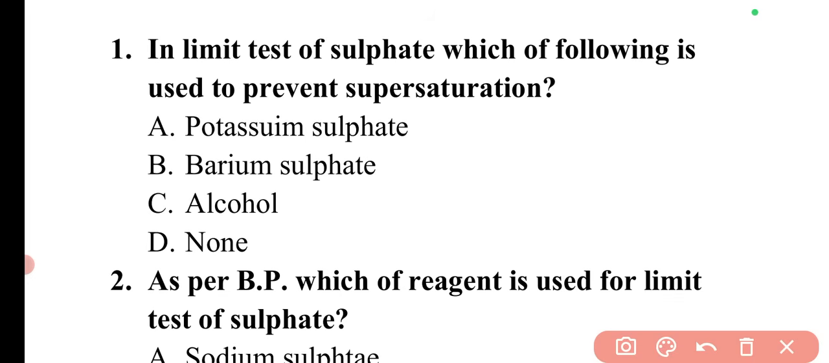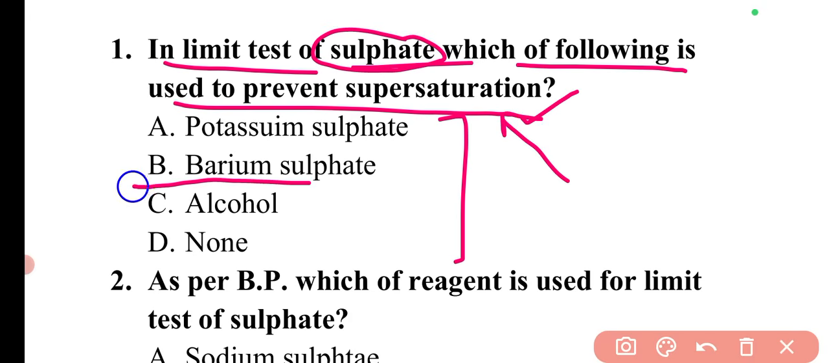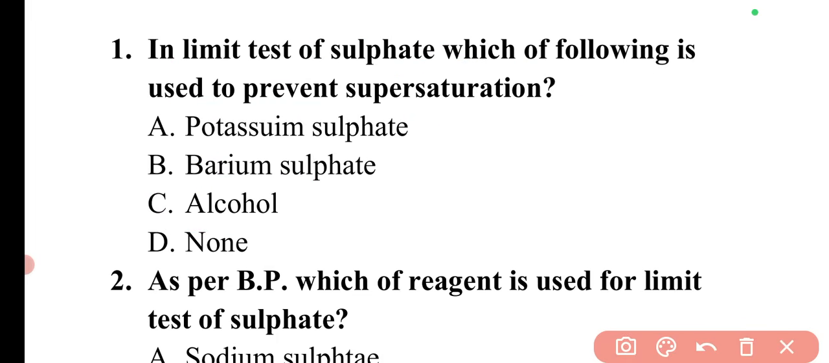So the first question: in the limit test of sulfate, which of the following is used to prevent supersaturation? This we have already discussed, so you must remember this question. In the limit test of sulfate, in order to prevent supersaturation, we are using alcohol. So here option C will be the correct answer.